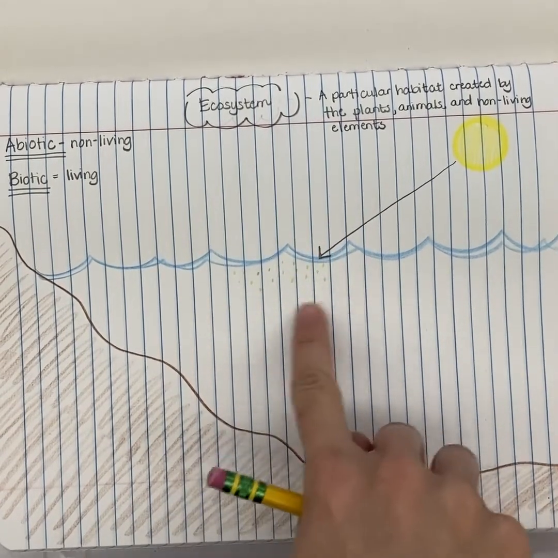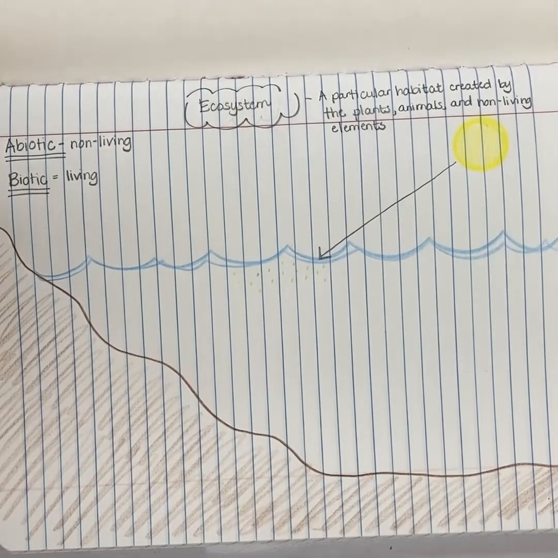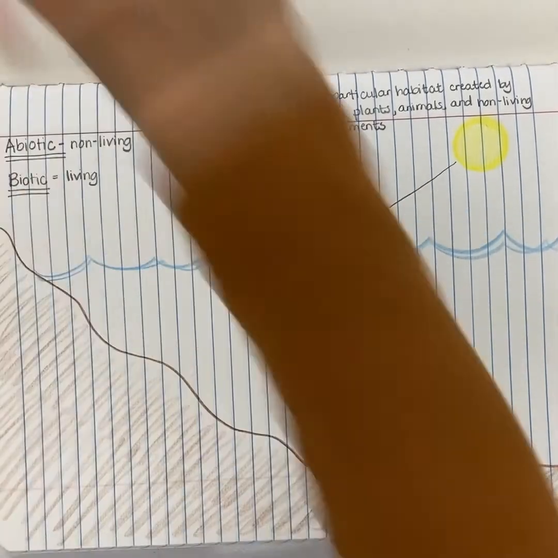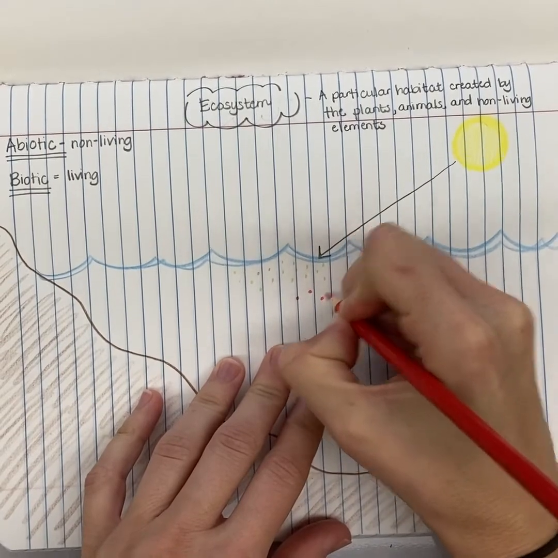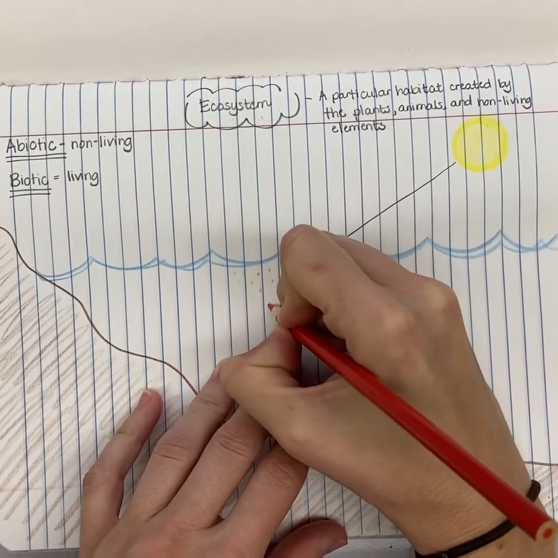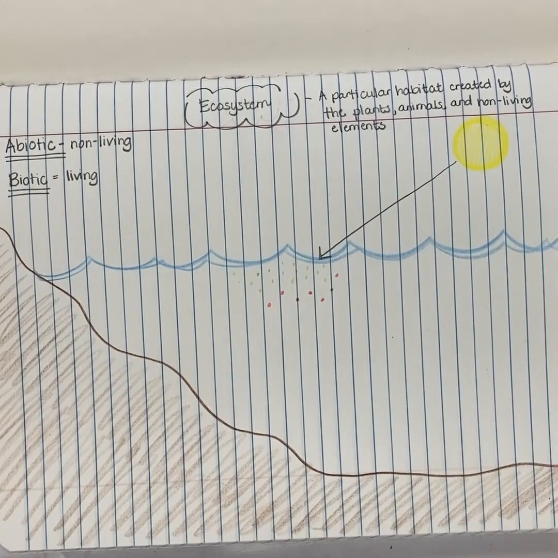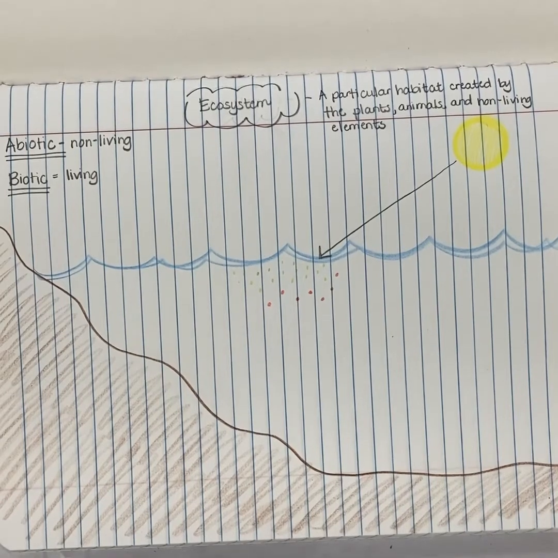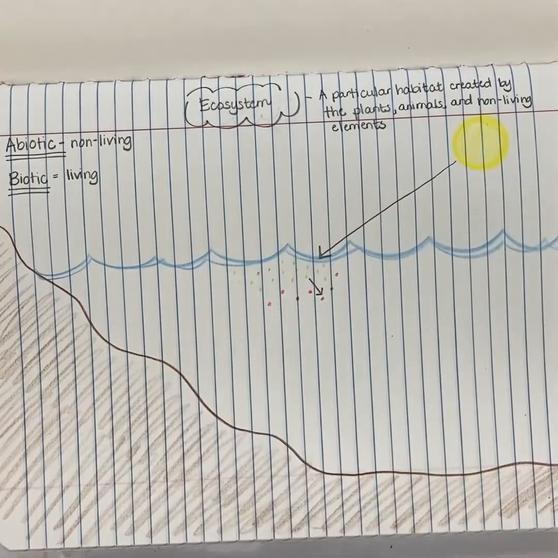Now, in the ocean ecosystem, we also have tiny little animals, and I'm going to use red to represent them. We have these tiny little animals that we call zooplankton. Zoo meaning animal life. And these zooplankton, they are not producers. They are what we call consumers. They have to consume or eat something else in order to keep living. And so they are fed by our phytoplankton.